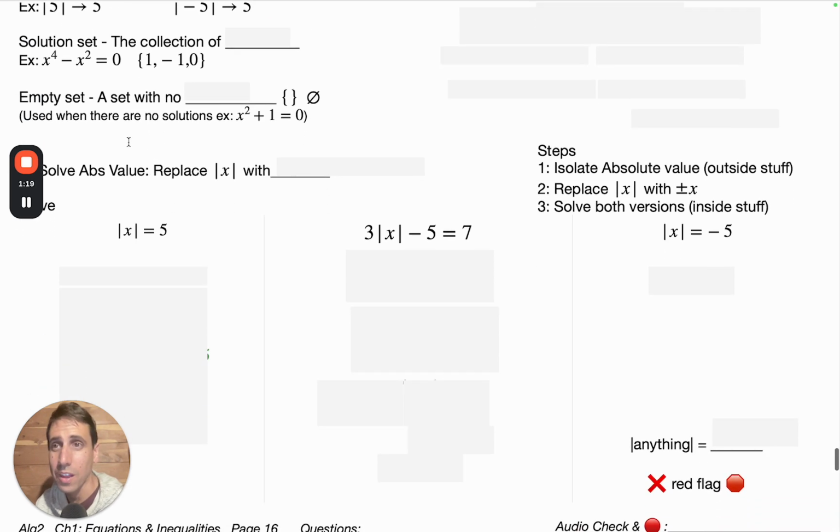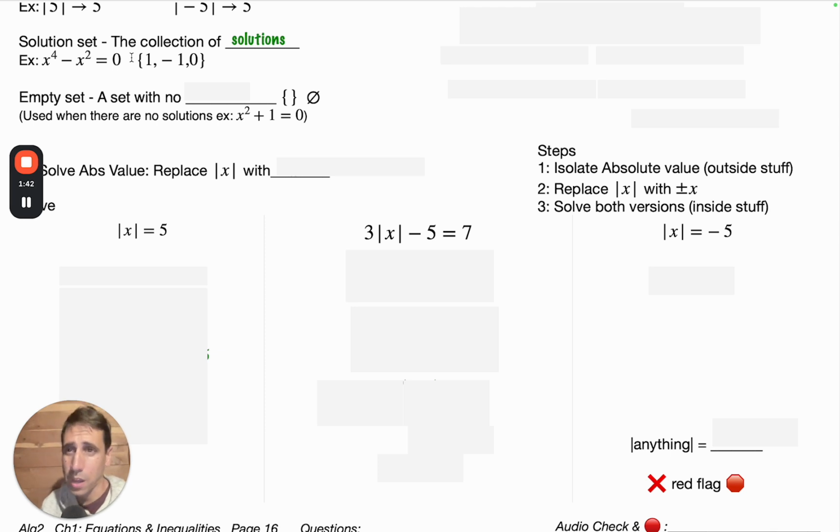The solution set. We've talked already about inequalities and equations that have more than one answer. Most of them so far have only had one, so we haven't had to worry about this. If you want to report the solution set, it's a collection of all of the solutions.